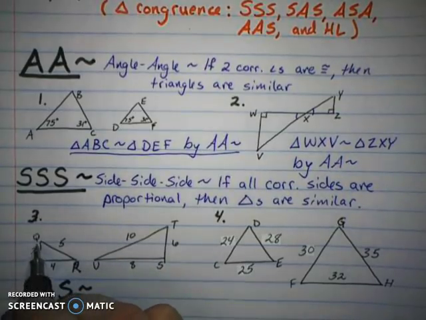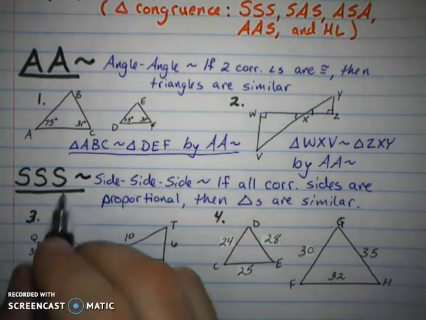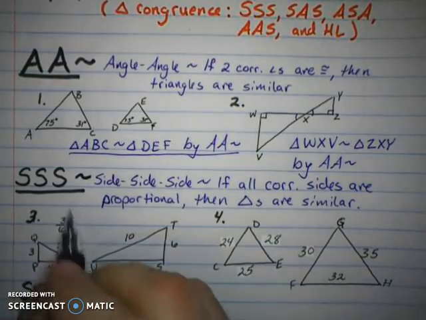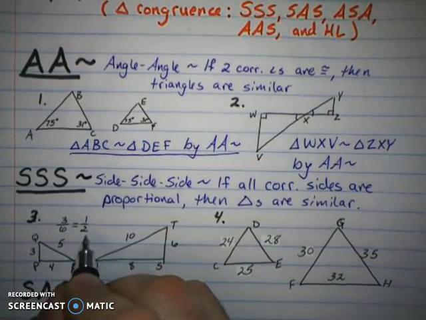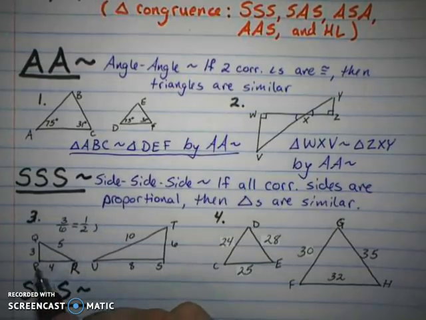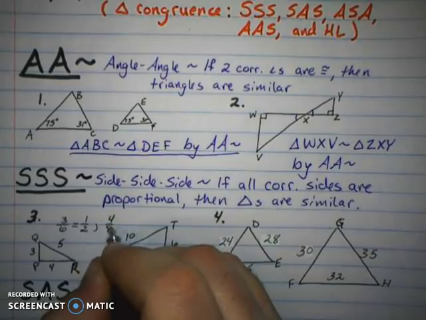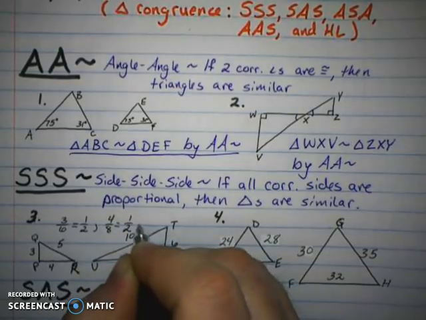So I want to compare side 3 to its corresponding side 6, okay, which would be 1 over 2. And I want to compare side 4 to its corresponding side 8, which is also 1 over 2.